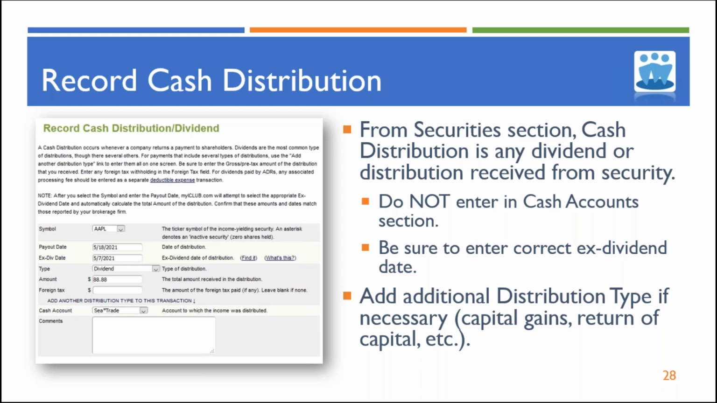If you don't enter your cash dividends on this screen, but enter them in the cash account screen, your year-end tax reporting from your broker is not going to match. Your broker's reports are going to be accurate, your books are not going to be. So you want to make sure that they're matched here.